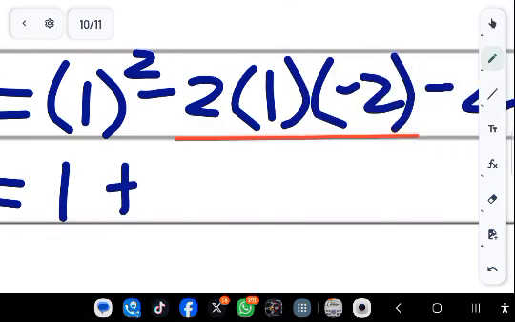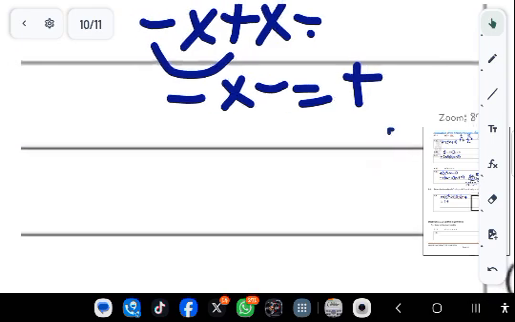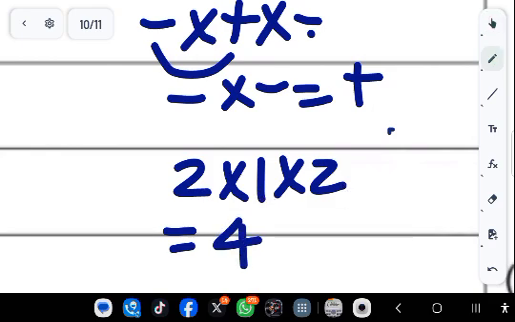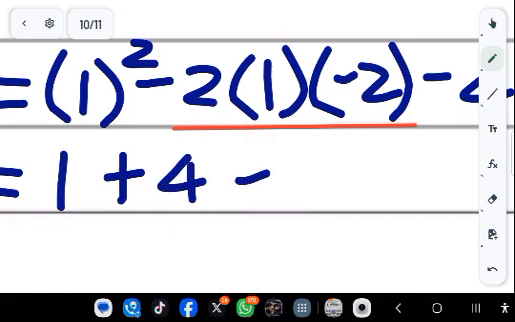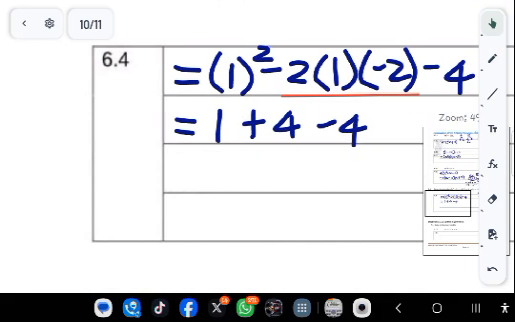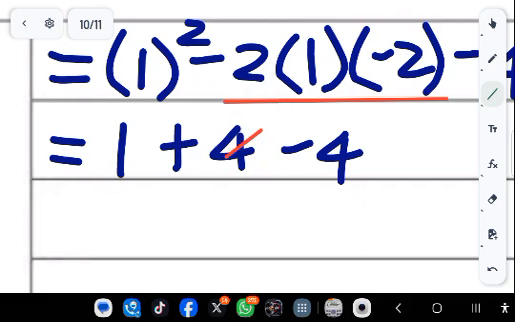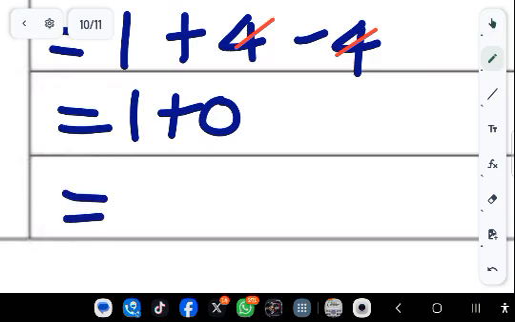And now we tackle the numbers. 2 times 1 times 2. That will be 2 times 1 is 2, times 2 is 4. And so our answer here is plus 4. And then we'll write the minus 4 exactly the way it was in the beginning. Now 4 minus 4 gives us 0. So that leaves us with 1 plus 0, which is simply equal to 1.